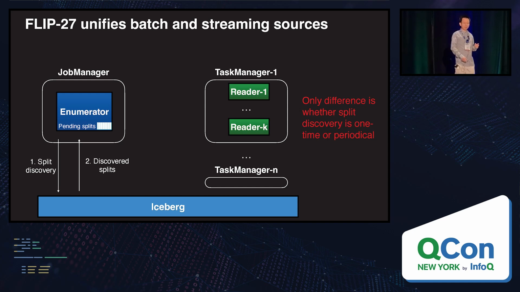FLIP 27 unifies the batch and the streaming sources. The only difference is whether the split discovery is one time for the batch execution or periodic for the streaming execution.